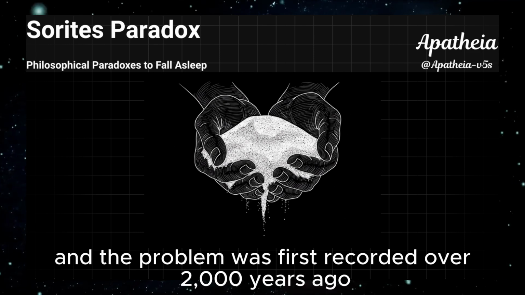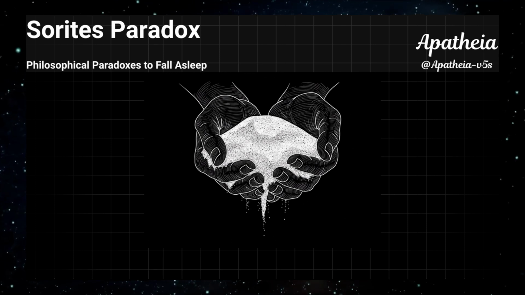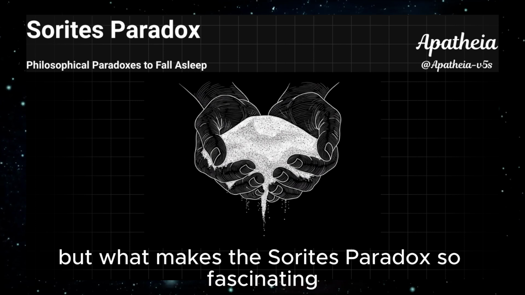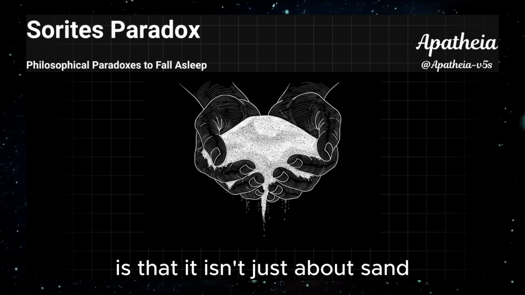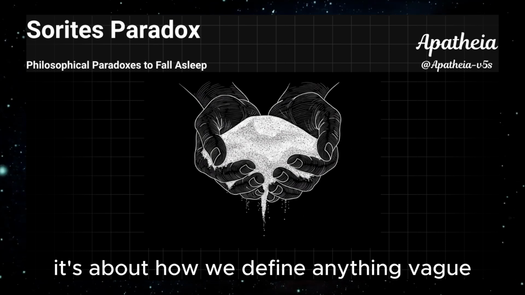And the problem was first recorded over 2,000 years ago by a Greek philosopher named Eubulides, the same mind behind the liar paradox. But what makes the Sorites Paradox so fascinating is that it isn't just about sand. It's about how we define anything vague.